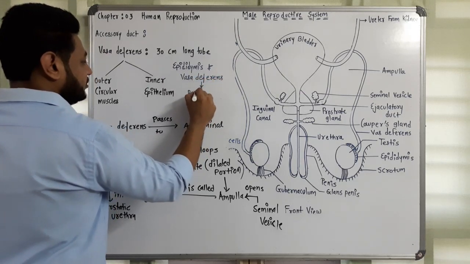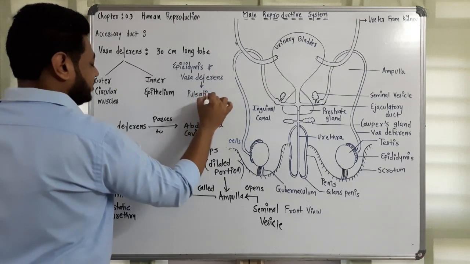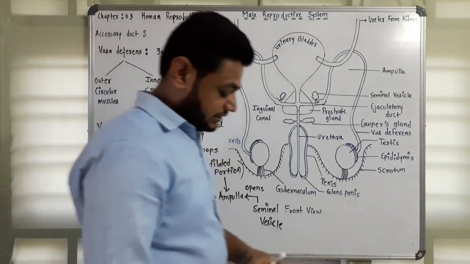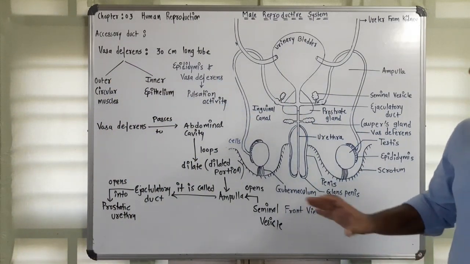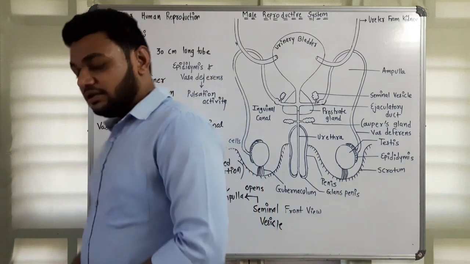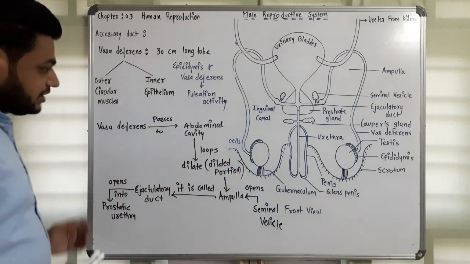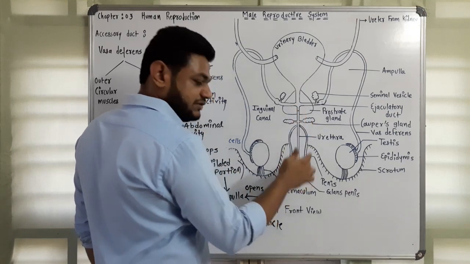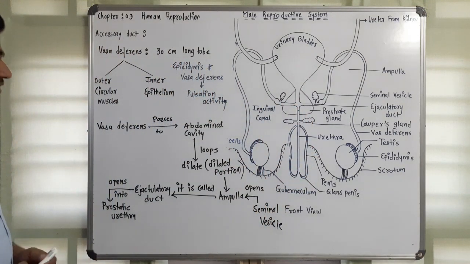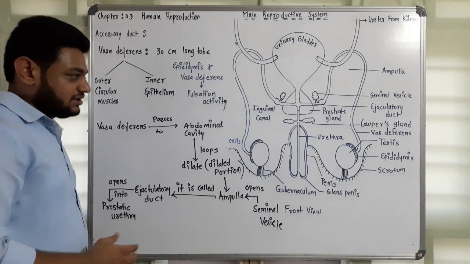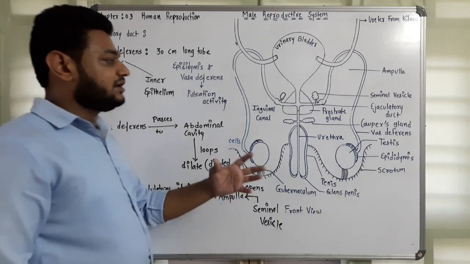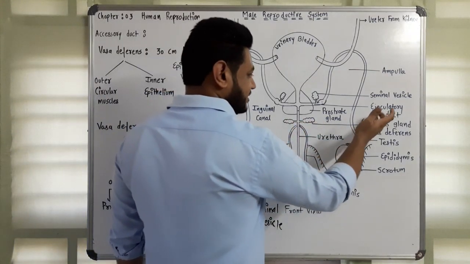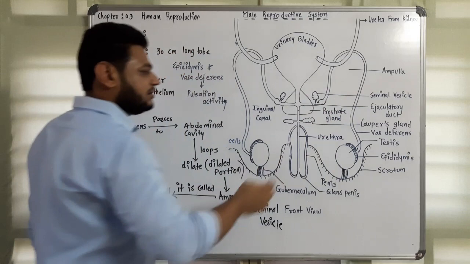Okay, and this pulsation activity helps to transport the sperm. So this is about the entire topic. This prostatic urethra extends and finally opens at the tip of the penis, right? We are going to discuss the accessory glands, that is Cowper's gland, prostate gland, and seminal vesicle.